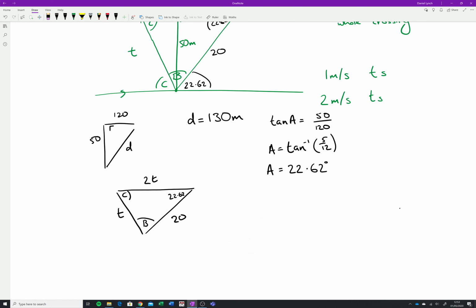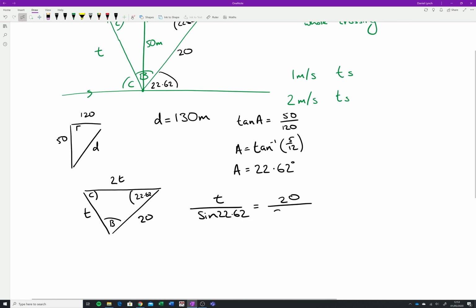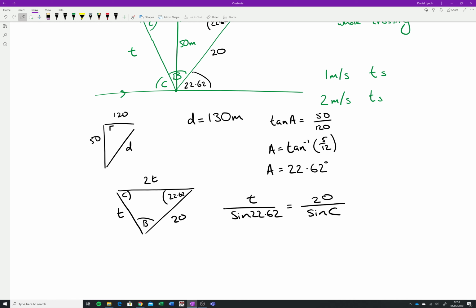Things that we know: this angle here, so we could say that t, a side divided by the sine of the angle opposite it, so t divided by sine 22.62 is equal to, now just think about it here, if you say 20, and it is tempting, over sine c, there are two things that you don't know here. You can't solve both of them at the same time. So although 20 is tempting, it's actually not the one to go for. And even more surprisingly, when I say, well, what's the only other side that we could deal with? It's 2t, and it's over sine b.